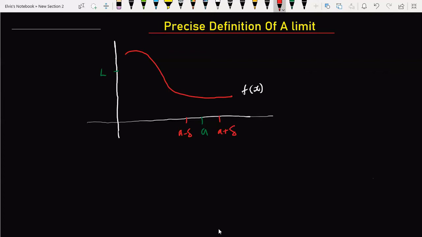We're also going to pick 2 points to the left of L and to the right of L. So to the left of L, we're going to pick L minus epsilon, while to the right of L, we are going to pick L plus epsilon. L minus epsilon is lesser than L, while L plus epsilon is greater than L.